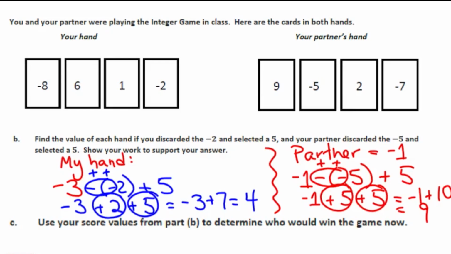Part C, use your score values from Part B to determine who would win the game now. Well, since I have a score of 4, yet my partner has a score of 9, and the one that's closest to 0 wins, based on this, I would win, because 0 is closer to 4 than it is to 9.